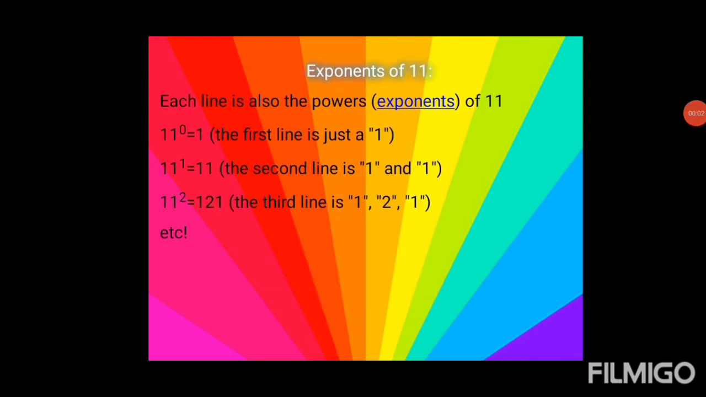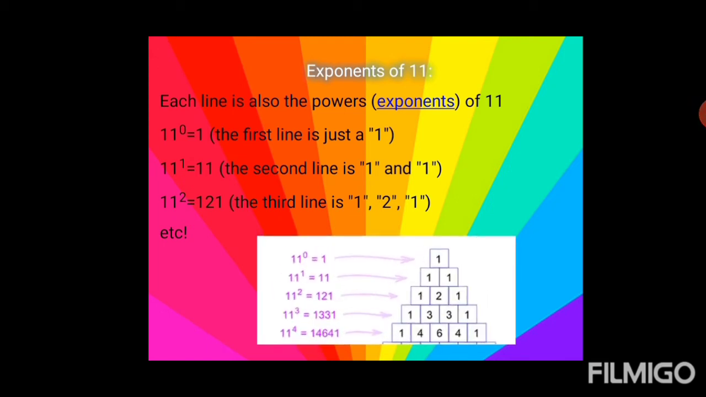Exponents of 11. Each line is also powers of 11. 11 power 0 equal to 1. 11 power 1 equal to 11. 11 power 2 equal to 121. 11 power 3 is equal to 1331 and so on.